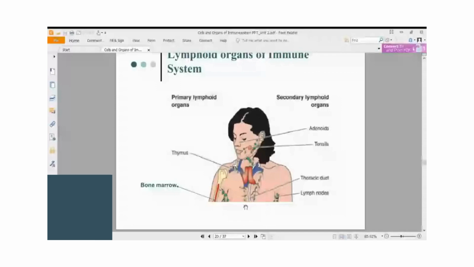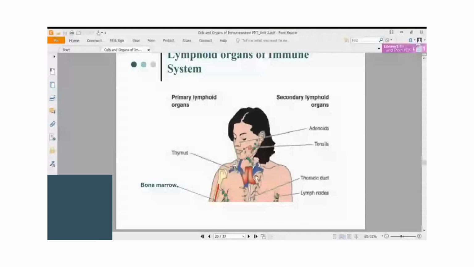I had started the introduction on the organs of the immune system, and I had described the positions or regions where these lymphoid organs, or immune system organs, are situated. Okay. Today we will first take up the primary lymphoid organ, that is thymus.